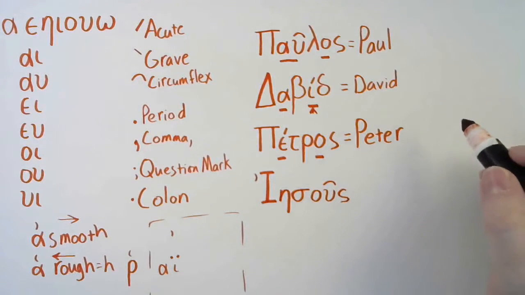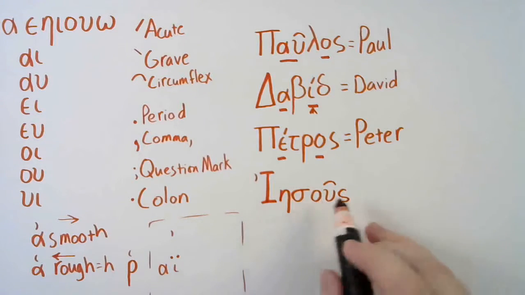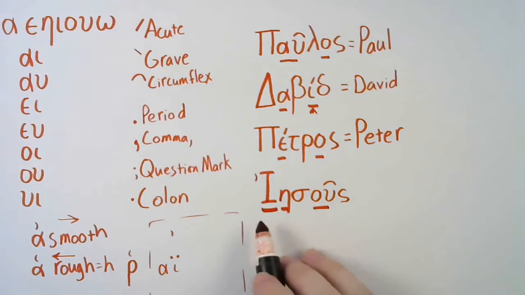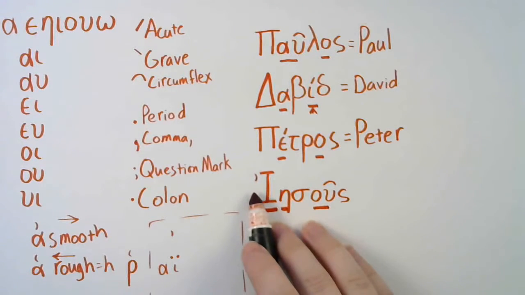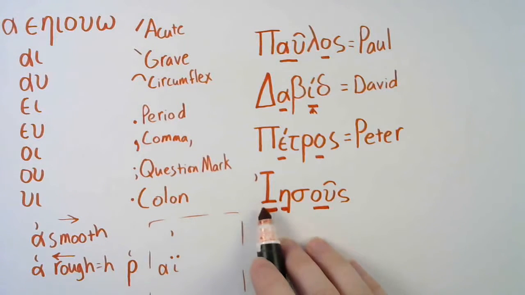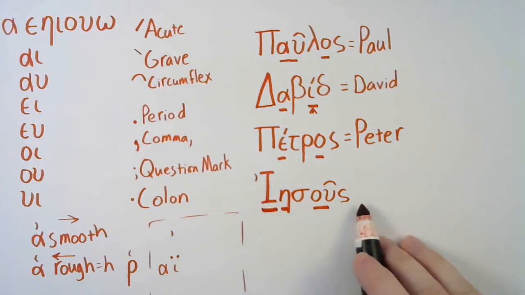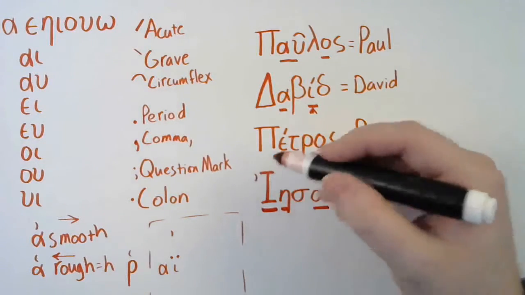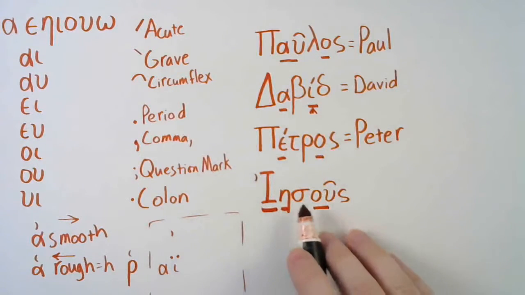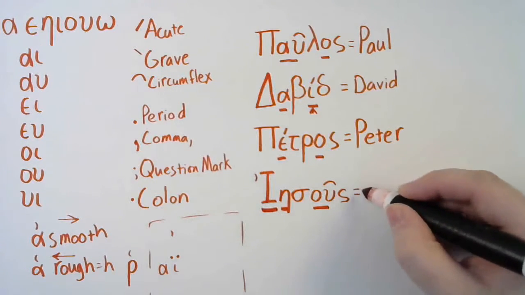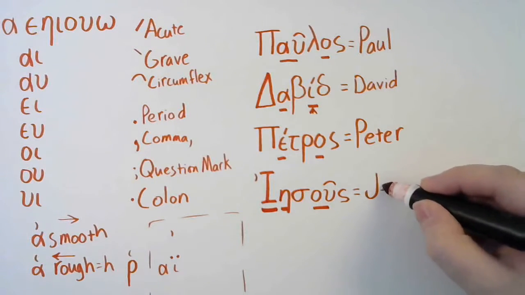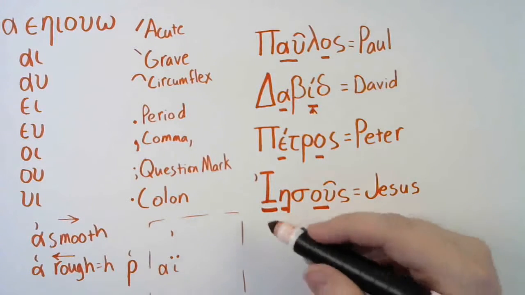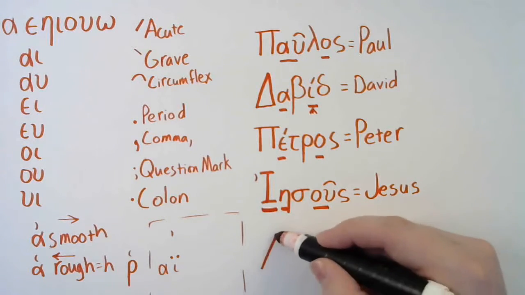So how many syllables? So vowels and diphthongs. 1, 2, 3. And a smooth breathing mark means no change in pronunciation. So Iesous, because iota can be long or short. In this case, it's long. So Iesous, and Iesous is Greek for Jesus.